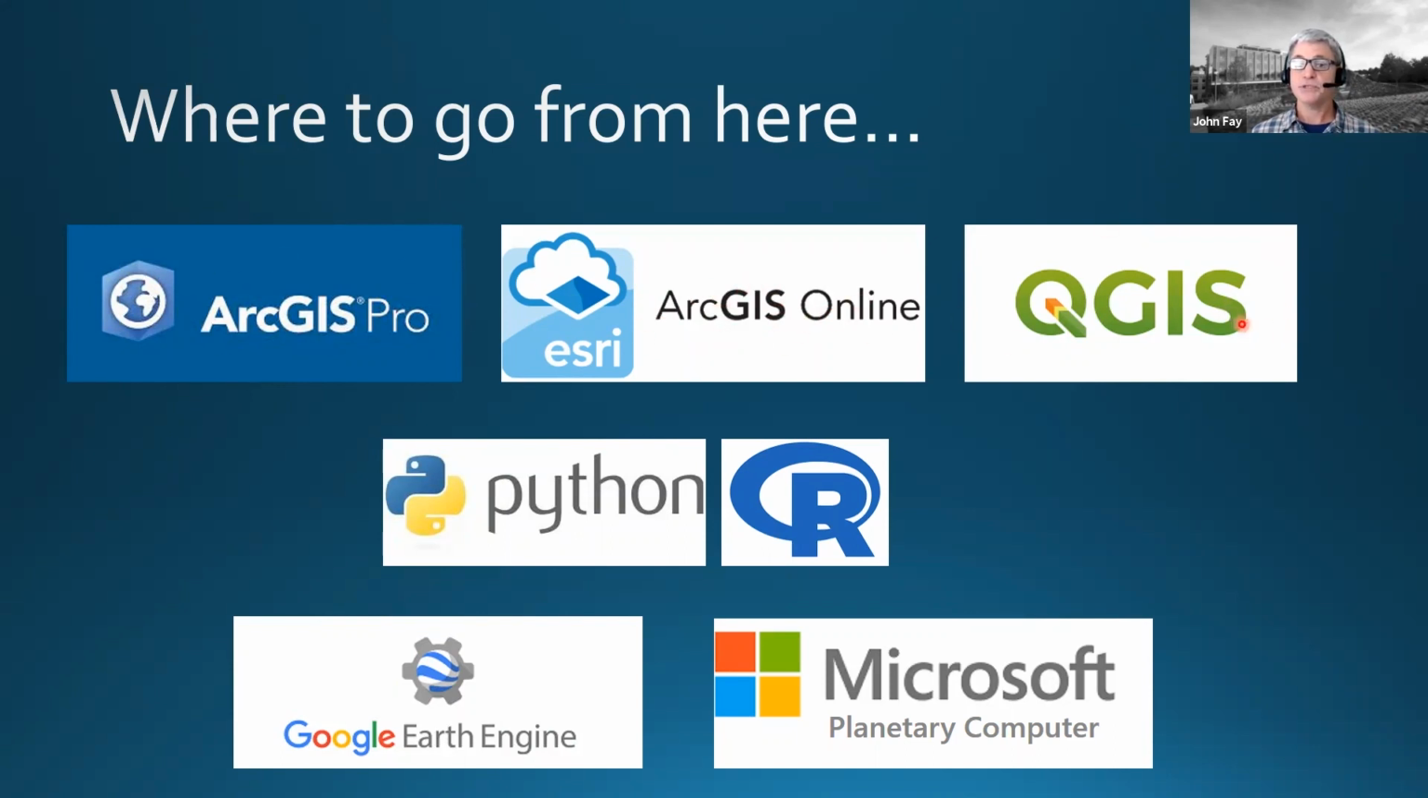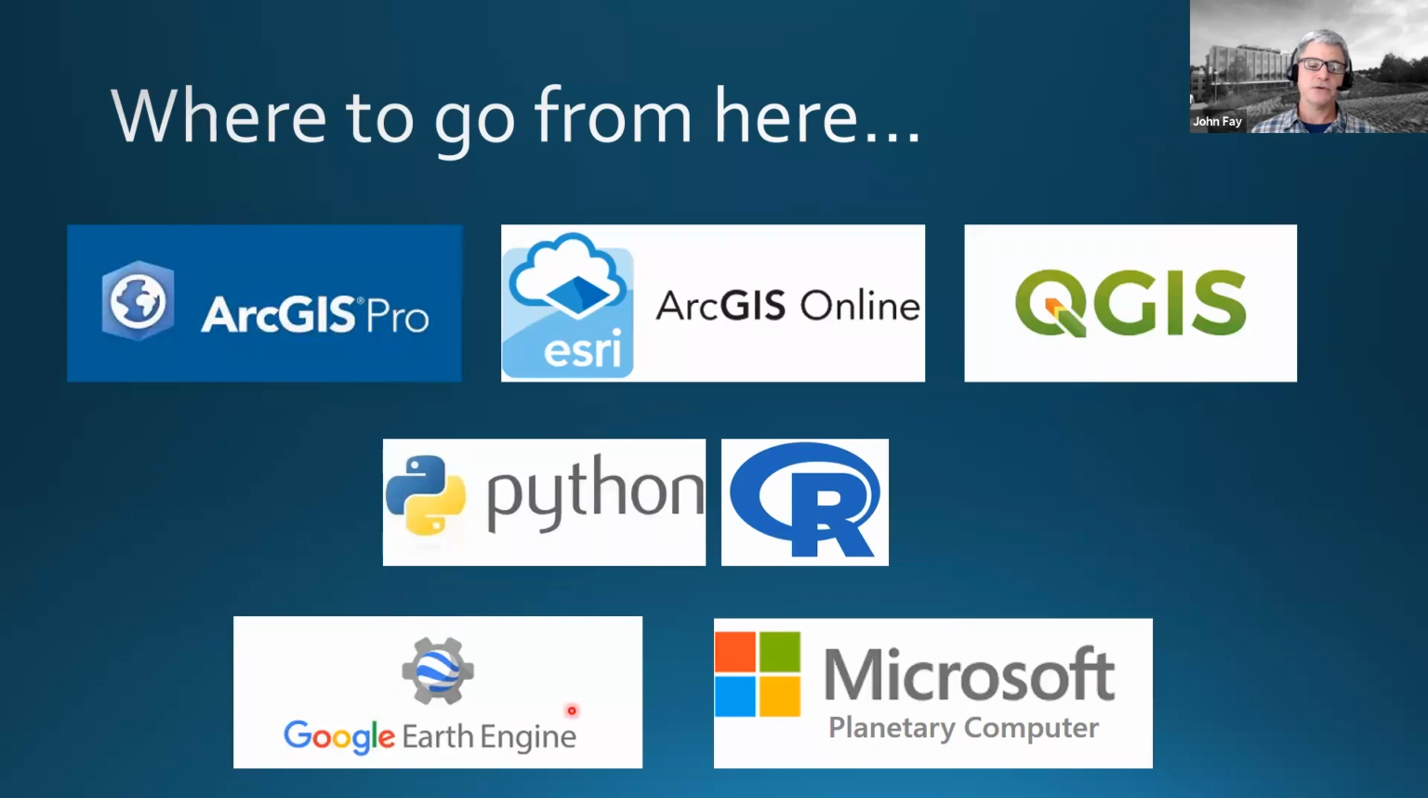QGIS is an open source GIS package, not quite as powerful as ArcGIS or the ArcGIS suite, but getting there. You can do a lot of this using Python and R, and ArcGIS Pro and ArcGIS Online are very tied with Python. So that's useful, but R has packages that do a lot of this.